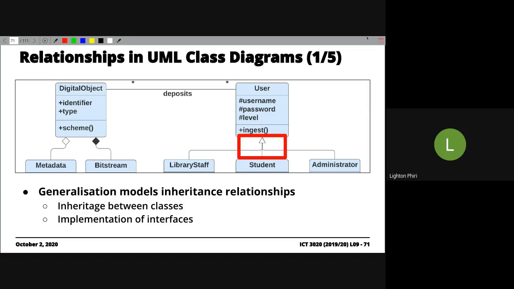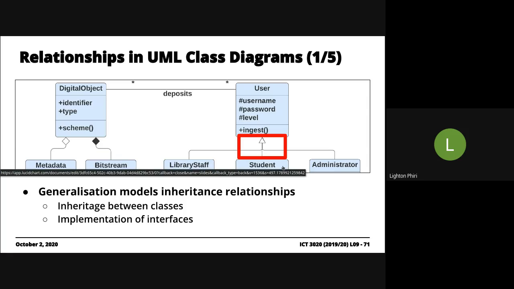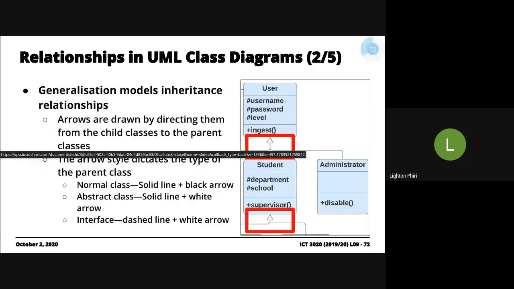Different methods, right? There are certain methods that will be common amongst different users, but specific to the child classes or the subclasses, right? Parent, child, superclass, subclass, right? Is this making sense here? I don't know. So you're typically modeling things like the inheritance between classes and implementation of interfaces, right? Remember interfaces and how different they are to abstract classes.